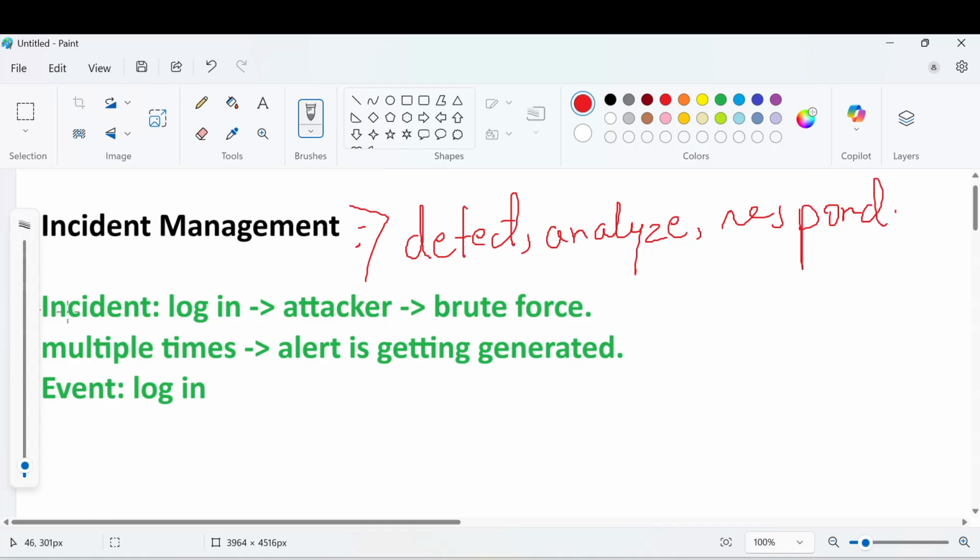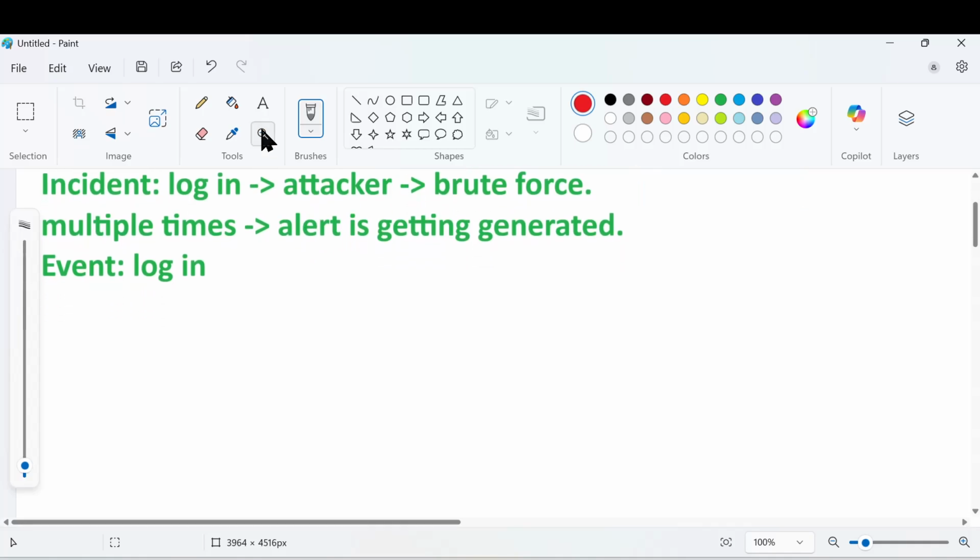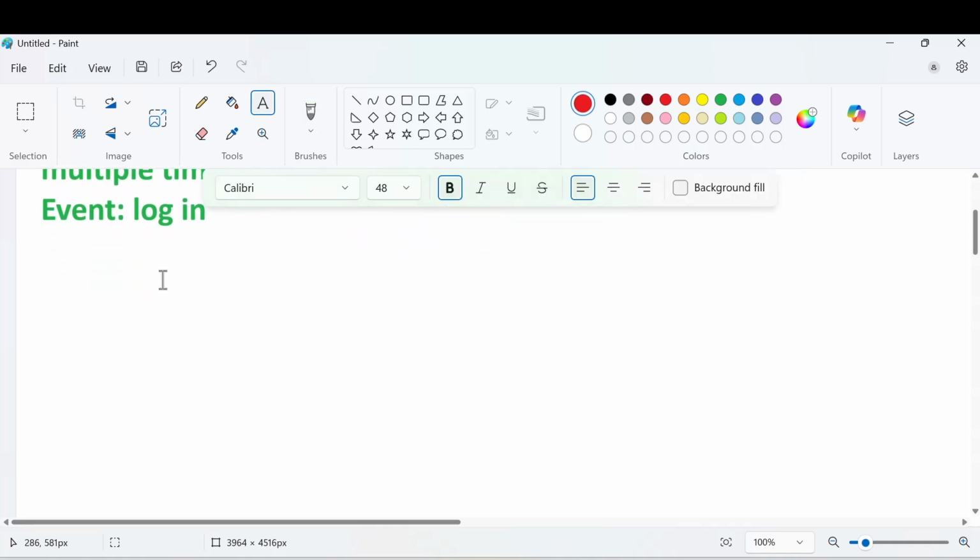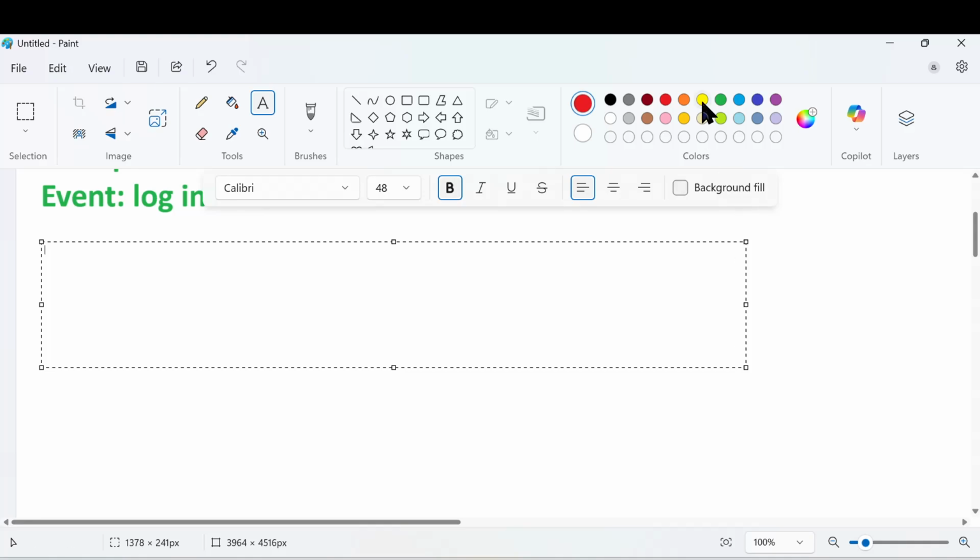Now, for handling those types of incidents in the organization, we have the incident handling and response team.